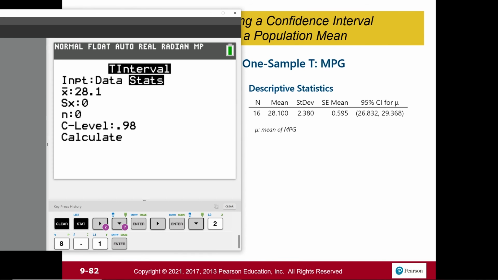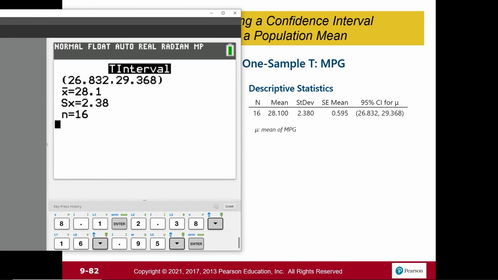Our standard deviation is 2.38. Our n is 16. And our confidence level is 0.95. Hit calc, and we get 26.832 and 29.368.